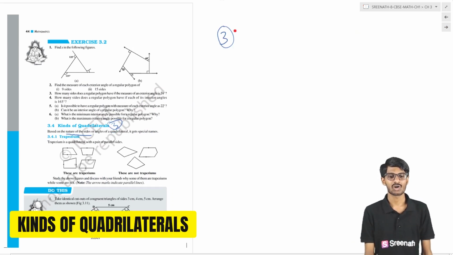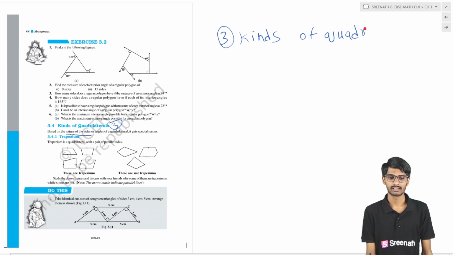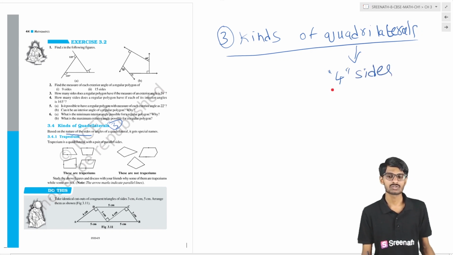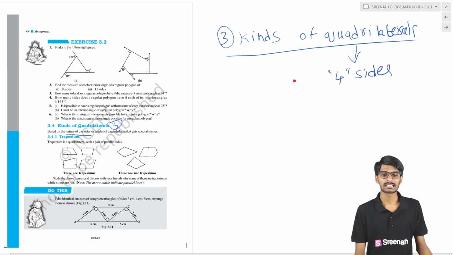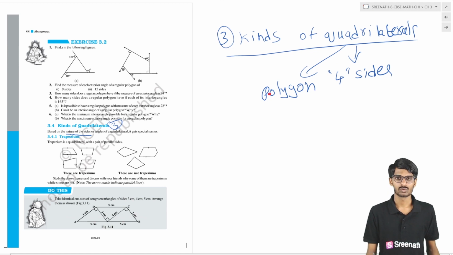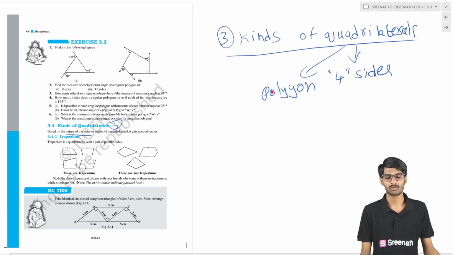Now we will start the third topic, which is kinds of quadrilateral. So basically, quadrilateral means what? A quadrilateral is a shape which has 4 sides or 4 vertices. We call those quadrilaterals. A quadrilateral is also one form of a polygon. So in the classification of polygons, quadrilateral is one of the polygons.